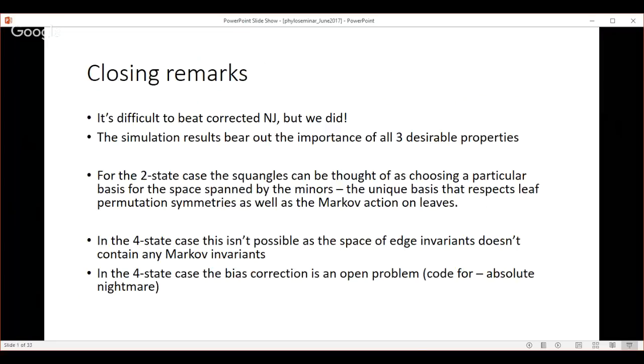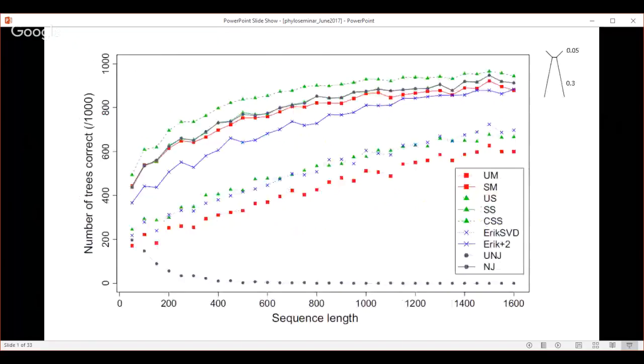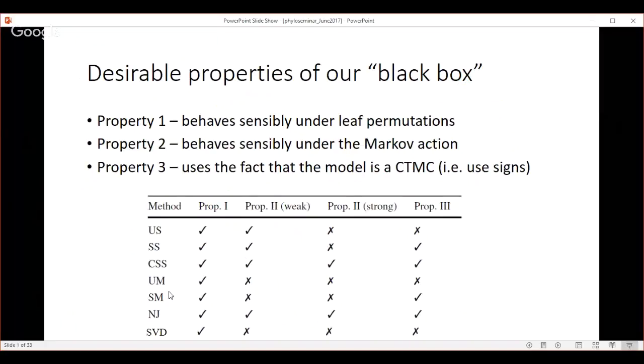Obviously we're really interested in the Markov invariant side of the story, so property two. And that does seem to help, but maybe not so much. If you come back to that table, our signed version of the minors don't actually have property two in weak or strong form, but they're still doing pretty well. The corrected signed squangles, which does have the strong version of this property, is doing better, but it seems like just having the weak version of the property isn't helping that much, and there wasn't any appreciable difference between the signed squangles and the signed minors.